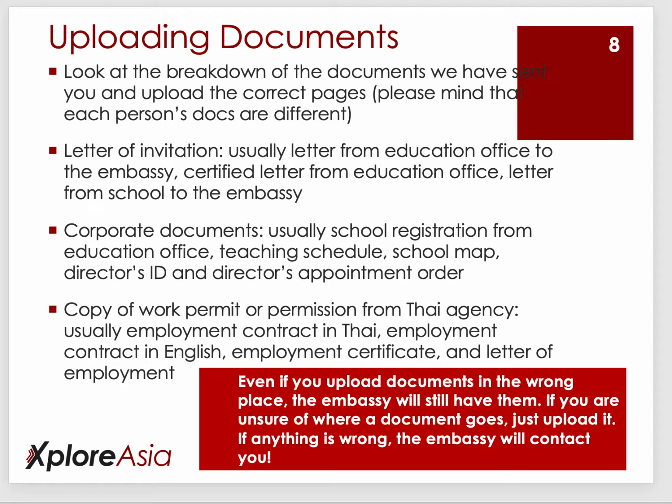For corporate documents that the embassy asks for, this is usually school registration from the education office, the teaching schedule, school map, director's ID, and director's appointment order. And for a copy of work permit or permission from Thai agency, this is usually your employment contract in Thai, your employment contract in English, and your employment certificate and letter of employment.